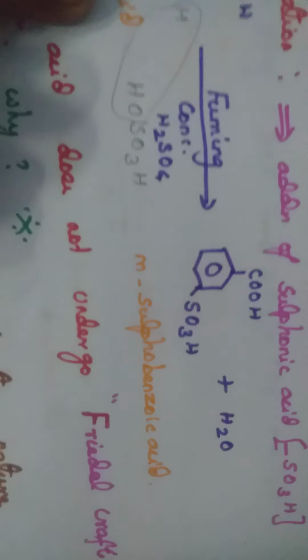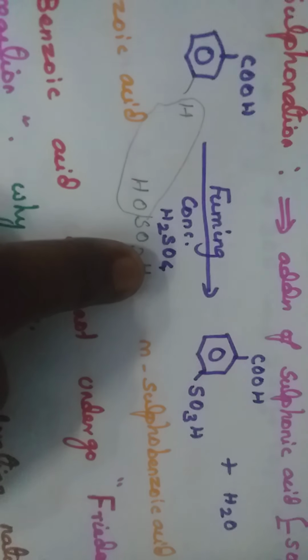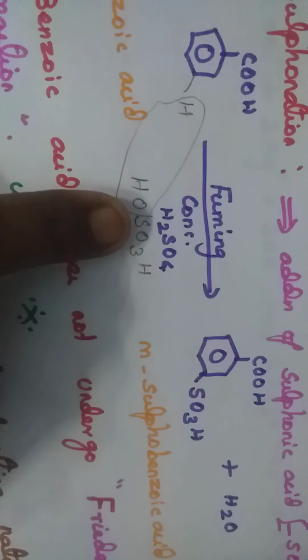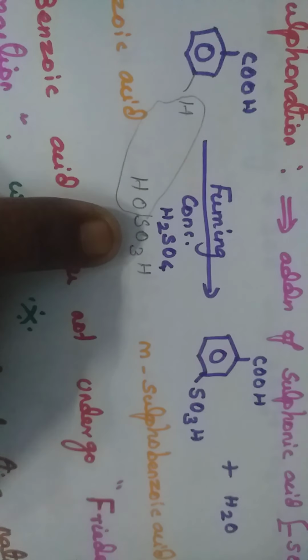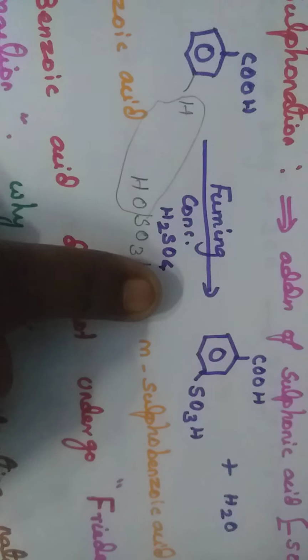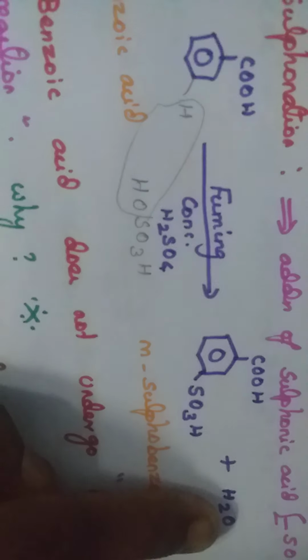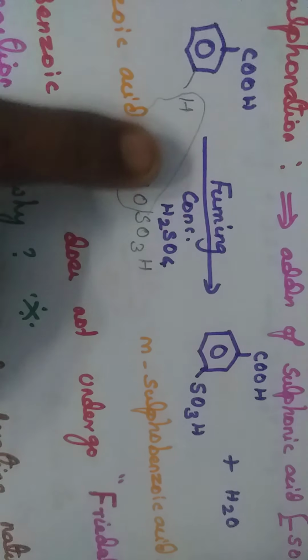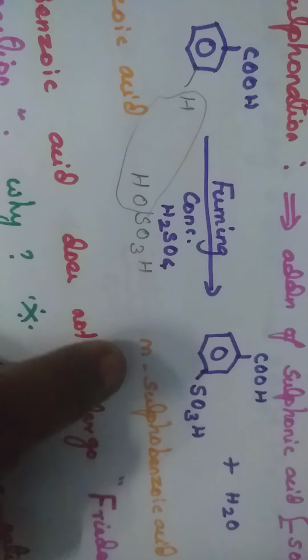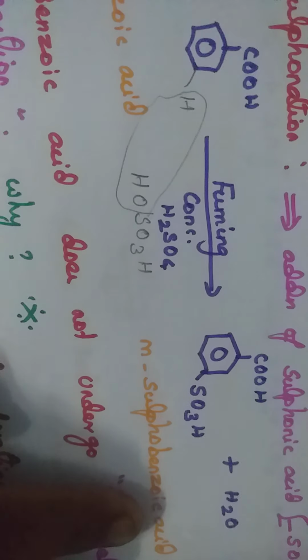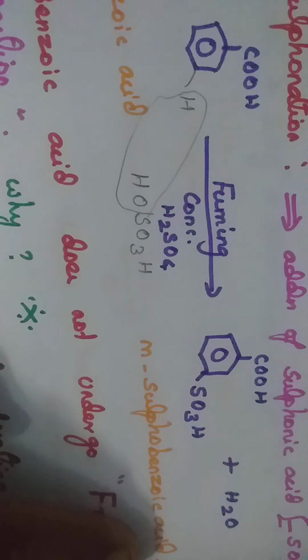Now we take benzoic acid as the reactant. Fuming concentrated sulfuric acid is the reagent. Sulfuric acid can also be written as HOSO3H. It is meta-directing, so the meta position hydrogen reacts with removal of water, and SO3H adds at the third position. So it is meta-sulfobenzoic acid.